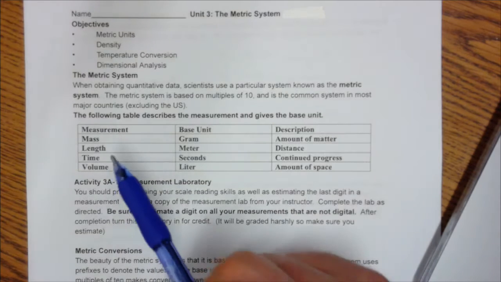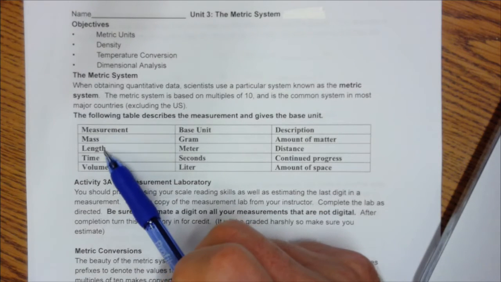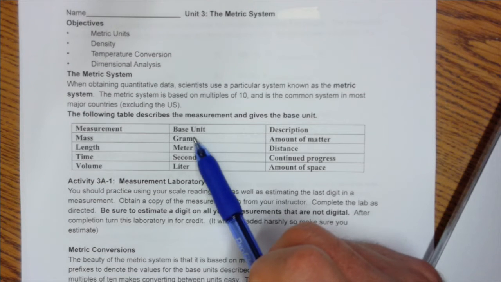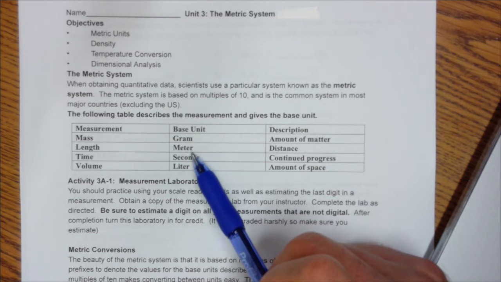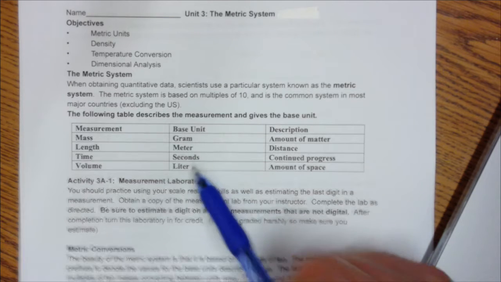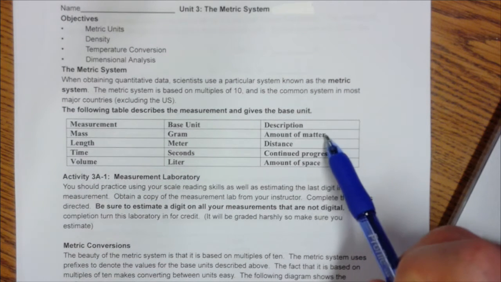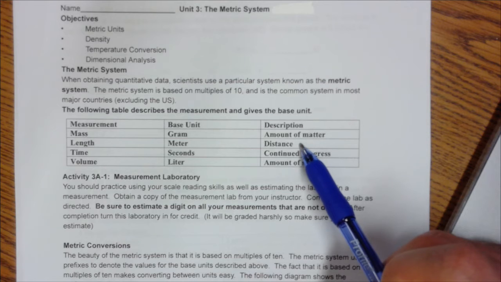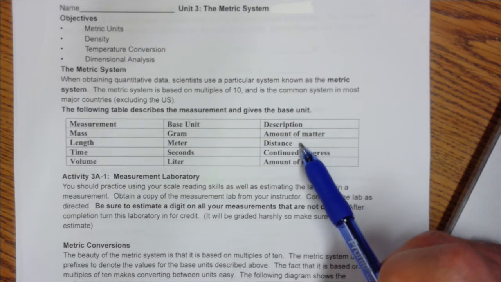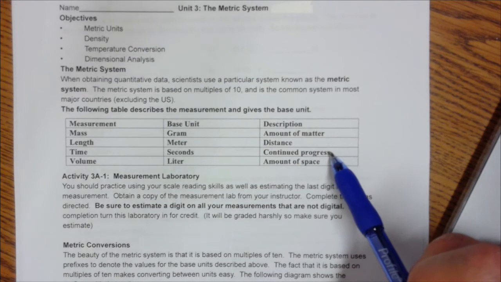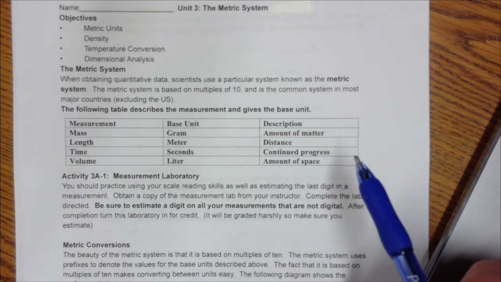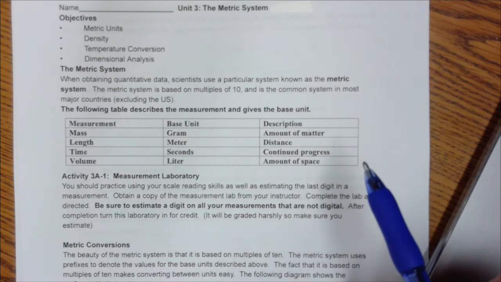So the most common measurements we take are mass, length, time, and volume. Mass is measured in grams, length meters, time seconds, and volume liters. Here's a quick description. Mass is basically how much something is there, the amount of matter that is there. Length is obviously a distance between 2 points. Time is basically continued progress, how long something takes. And volume is the amount of space that something takes up.